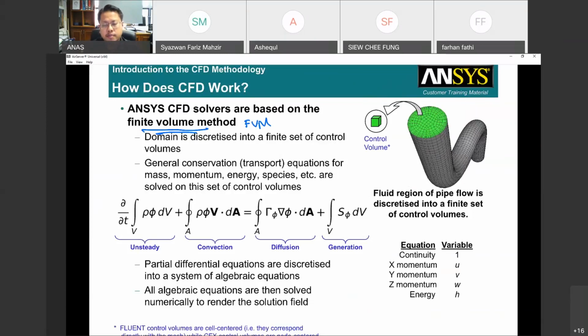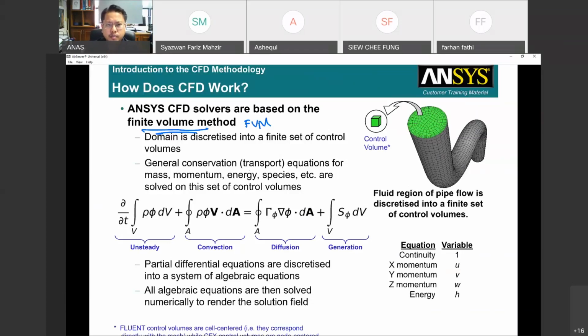As I mentioned in the lecture before, we have several discretization methods: FDM, FVM, FEM. All these are relevant in CFD. It doesn't matter that we are using Ansys, which utilizes the FVM, the finite volume method. We still need to understand other methods that are available in CFD solutions.